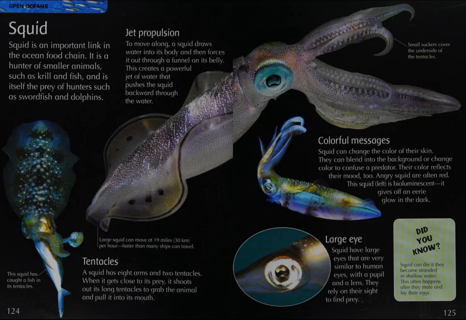Large eye. Squid have large eyes that are very similar to human eyes, with a pupil and a lens. They rely on their sight to find prey. Did you know? Squid can die if they become stranded in shallow water. This often happens after they mate and lay their eggs.